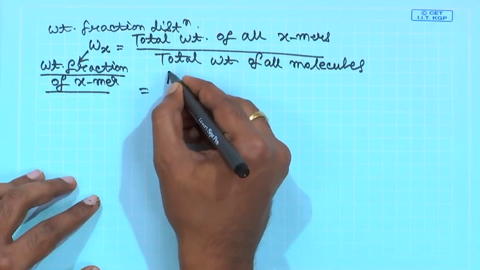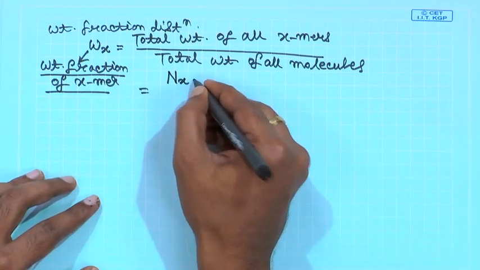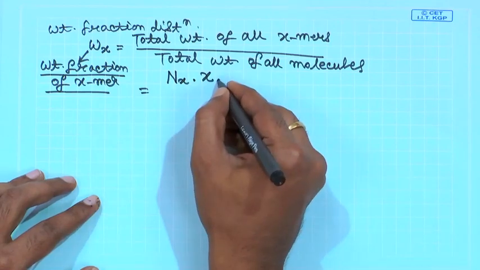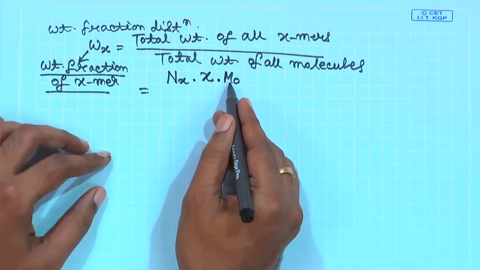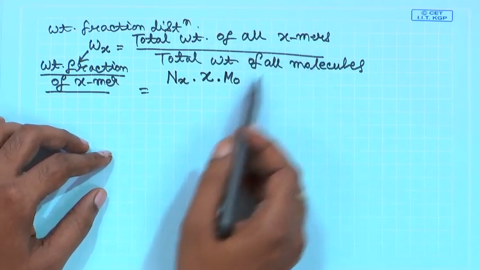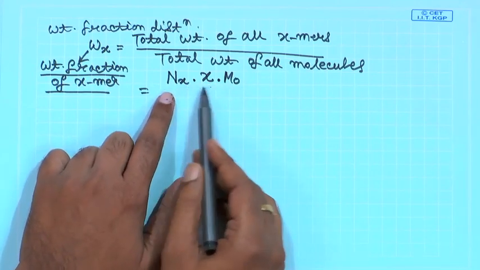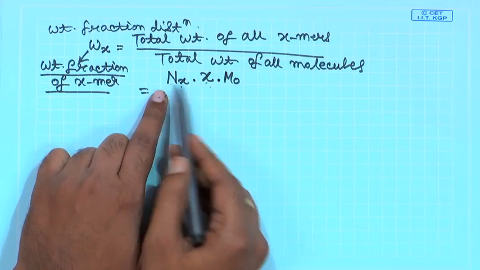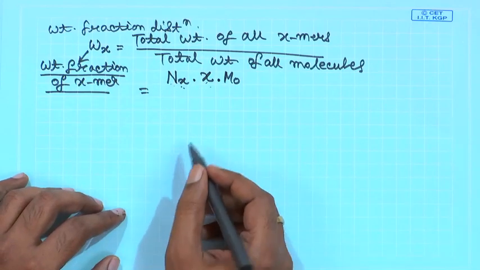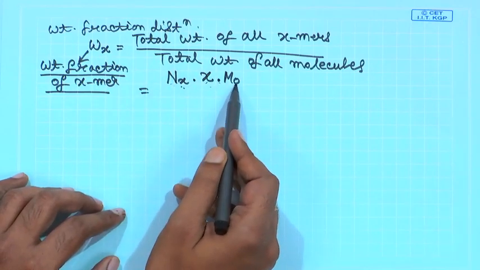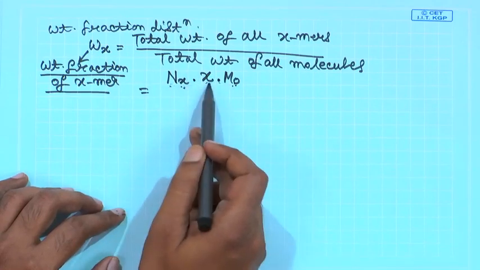So, what is the total number of x-mers? That is n x. Each x-mer contains x structural units, so multiplied by x, multiplied by m0, where m0 is the molecular weight of the structural unit. So, the total weight of all x-mers is nothing but n x into x into m0, because the total number of structural units we are dealing with is x into n x, since n x is the number of molecules which each have x structural units, and the total weight is that multiplied by m0, because m0 is the weight of one structural unit.